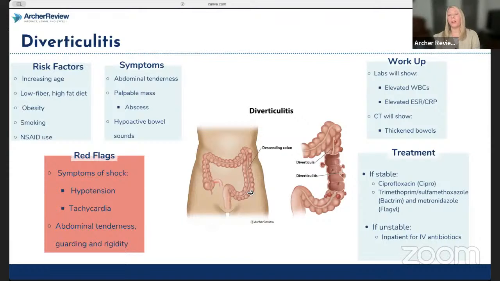So for red flags, we want to look for symptoms of shock, hypotension, tachycardia, abdominal tenderness with guarding and rigidity. These are signs that an acute abdomen may be indicating perforation. So these patients, again, should just go straight to the ER. As for workup, we're going to do a CBC that'll show elevated white blood cells, and we'll look for inflammatory markers like erythrocyte sedimentation rate and C-reactive protein. We'll also do a CT, and that will show thickened bowels. If these patients are stable, we can treat them outpatient with ciprofloxacin or Bactrim and Flagyl. If they're unstable, they need to go to the hospital for IV antibiotics.